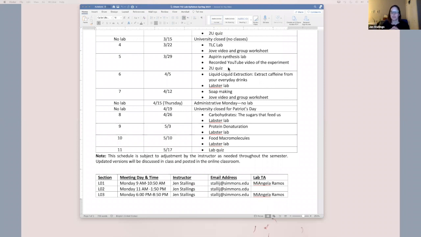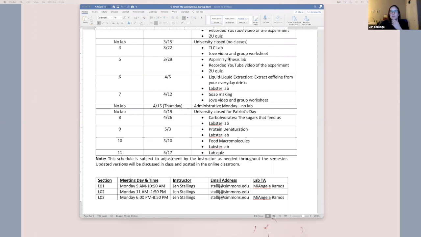Does that sound okay? Yeah, I was just making sure. All right, thank you. So the Labster stuff's flexible. Quizzes, we'll do day of. Group activities, day of. And if we ever had to do a lab report again, I'll give you a week for that. But I don't foresee doing another lab report, because that was a little bit more in depth than I would like.